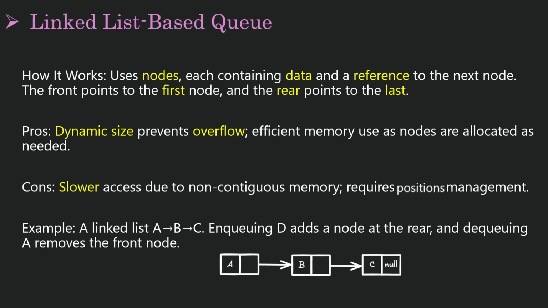Linked list-based queue. How it works. Uses nodes, each containing data and a reference to the next node. The front and rear indices track the first and last nodes. Pros. Dynamic size prevents overflow. Efficient memory use as nodes are allocated as needed. Cons. Slower access due to non-contiguous memory. Requires node management. Example. A linked list A to B to C. Enqueuing D adds a node at the rear, and dequeuing A removes the front node.